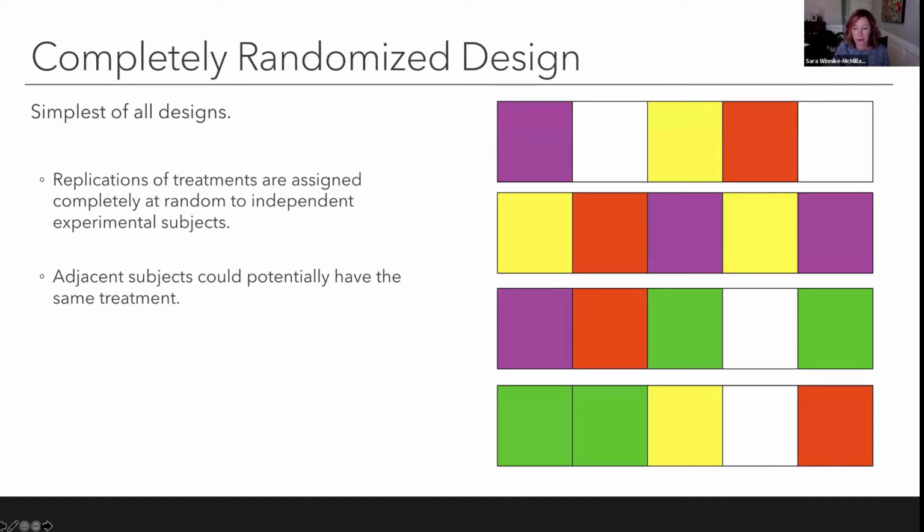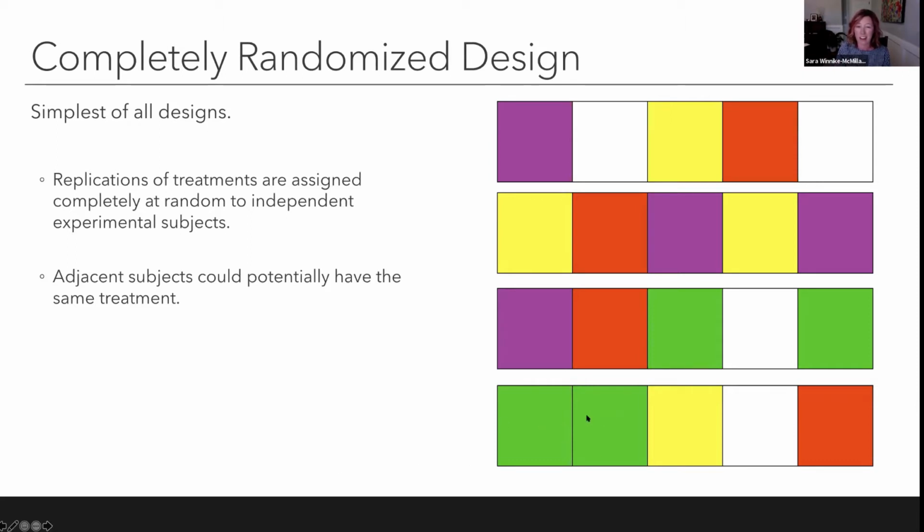Okay, so here is this completely randomized design idea. And this is really the simplest of all of the designs. In this case, we have 20 different plots in a field, let's say, and we're just trying to assess the effect of 5 different things, creating 5 different treatments or 5 different conditions. And so the idea is, we're going to randomly assign them throughout our 20 plots.